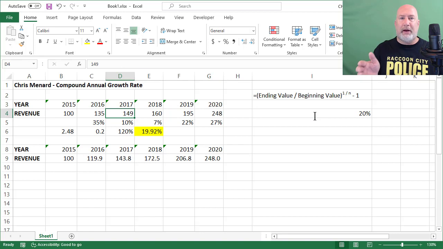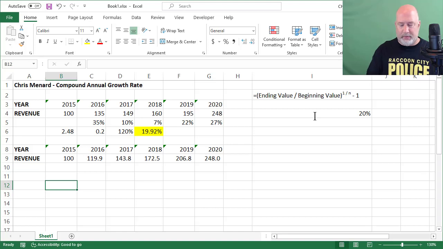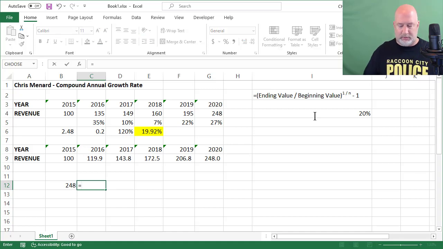Now, here's what's so cool about compound annual growth rate. I'm still going to do compound monthly, and then I'm going to tell you when not to use compound annual growth rate. You can use that to predict out in the future where you're going to be. So if I'm 248 in the year 2020, I'm just going to type it there. Where will I be in 5 years? That's going to be equals 1 plus, I'm actually going to use the correct number. Then I'm going to take that number 5 years out.